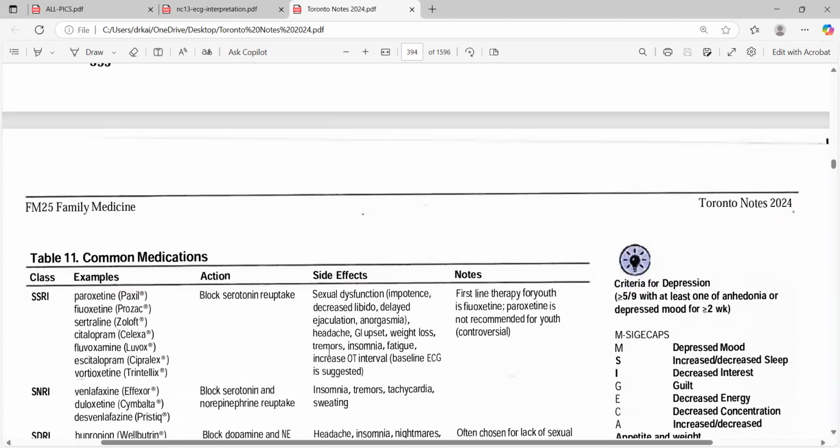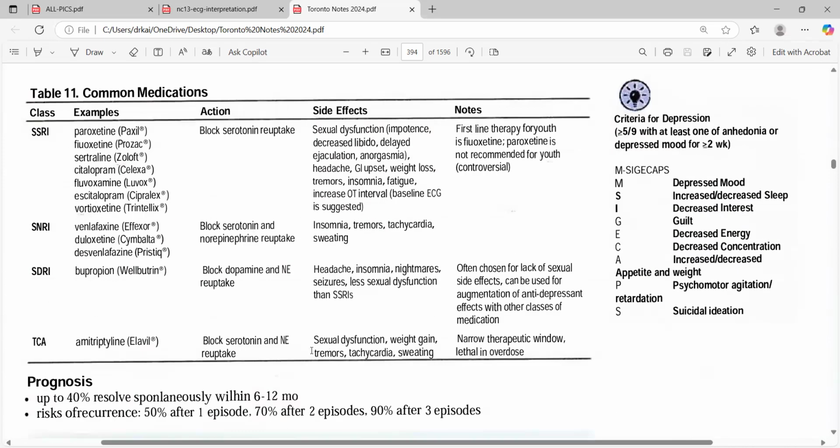There is one thing here. So there is a MSH caps. That's how you check for that. Depressed mood, sleep, interest. So they can ask you the questions, which questions you would like to ask. So mainly, if you can skip anything, don't forget about the suicidal ideation. Okay.